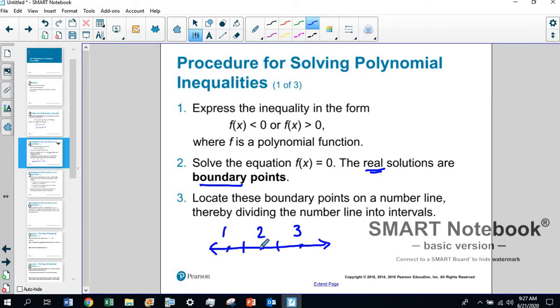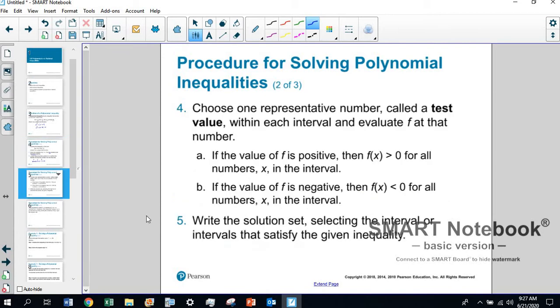We just pick a random number that happens to be inside of each area, not on the endpoints, but somewhere in between. And we test those numbers. That's step 4. If you get a positive number for that test point, then you're positive the whole time. And if you get a negative number for that test point, then you're negative the whole time.